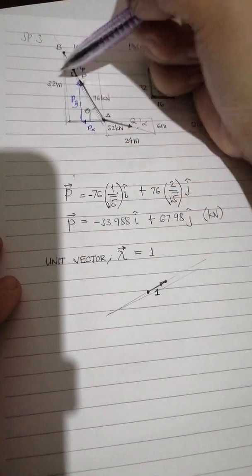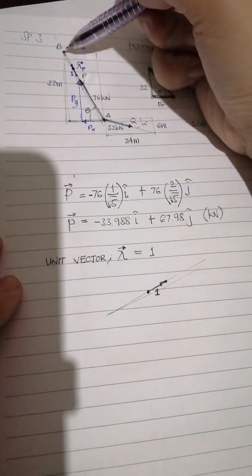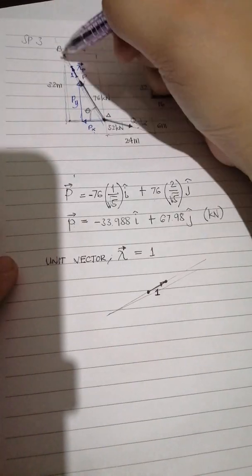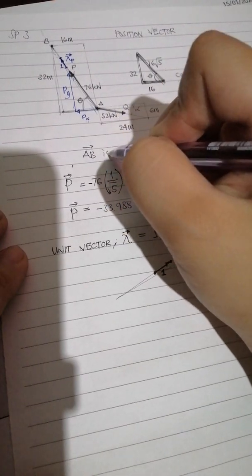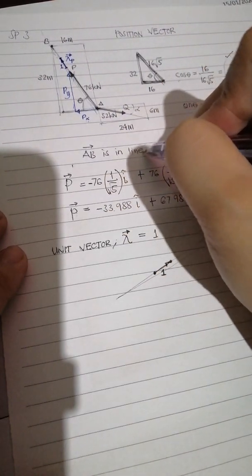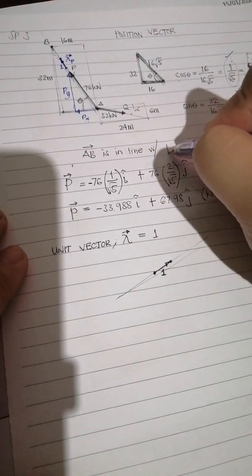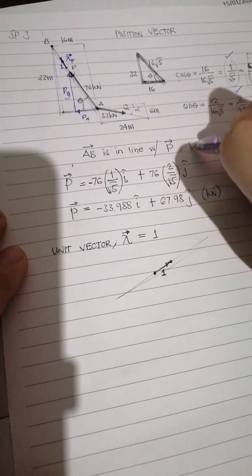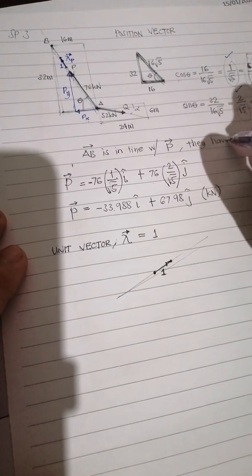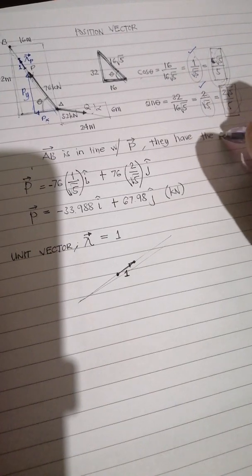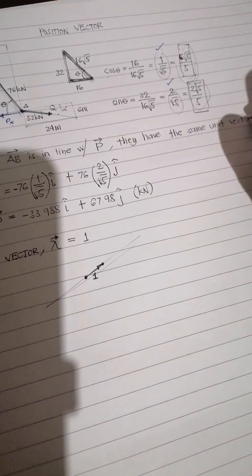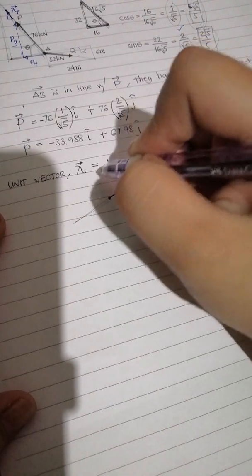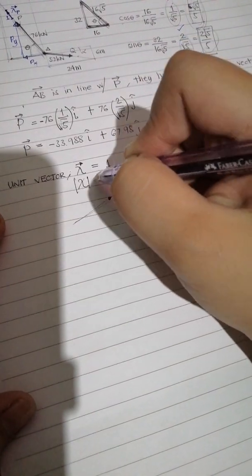For any vector along the unit vector, all unit vectors are the same. So, since the vector AB, the position vector AB, is in line with vector P, they have the same unit vector. How do we get the unit vector? The magnitude of the unit vector is 1.